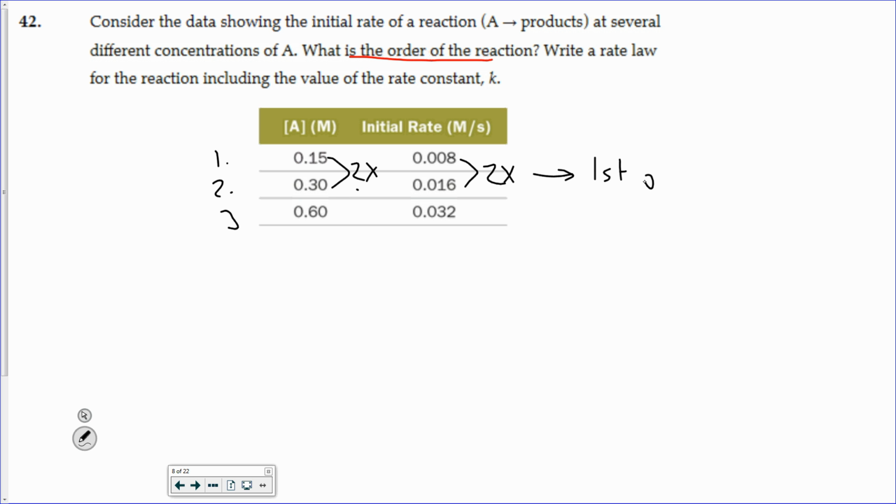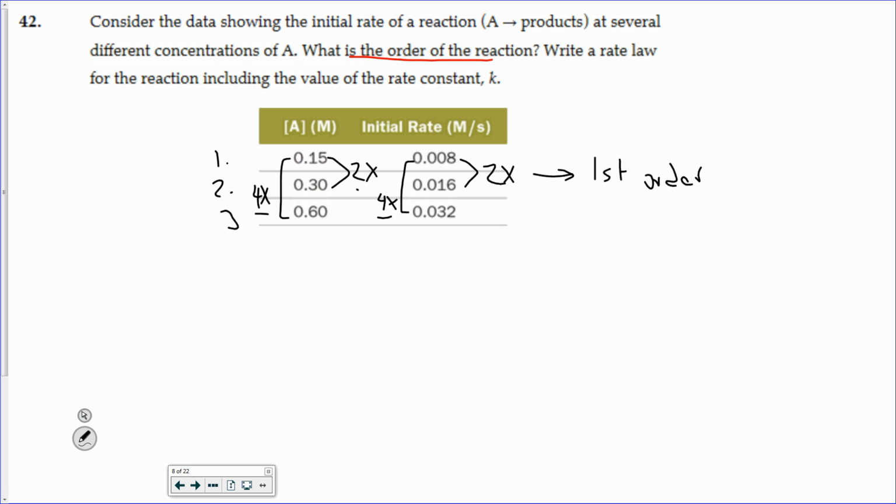Now what I want you to understand is it didn't matter which concentrations I chose. Would it matter if I used 1 and 3? If I chose 1 and 3, it would be 4 times the concentration, and if I looked at the rate, it was 4 times the rate. Still 4 and 4, still first order. So it didn't matter which pair you picked. You just choose 2 different concentrations to compare.